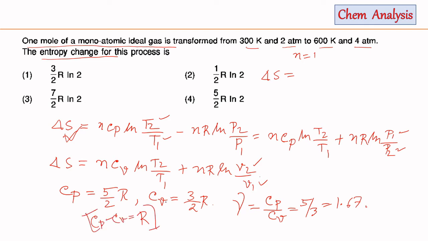Now if you put the value for Cp, that is 5 by 2 R, and here n equal to 1, so ln T2 means 600 Kelvin divided by 300 Kelvin, so it will be 2, minus 1 into R ln P2, means 4 atmosphere divided by 2 atmosphere, that is 2, and if we solve this, it will be 3 by 2 R ln 2. This is the entropy change for this process, and we can see that option number 1 is the correct answer.